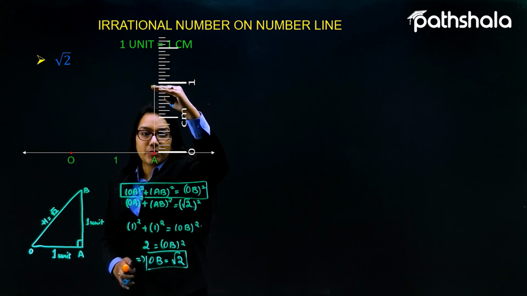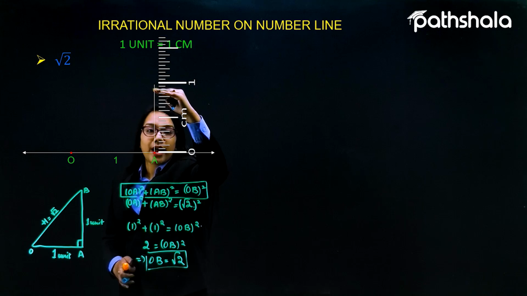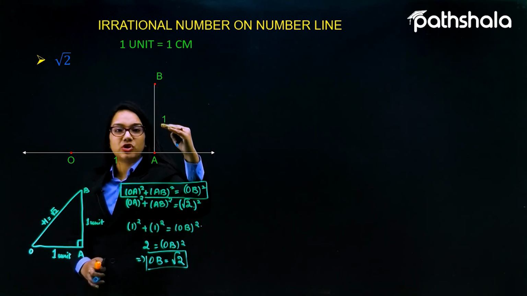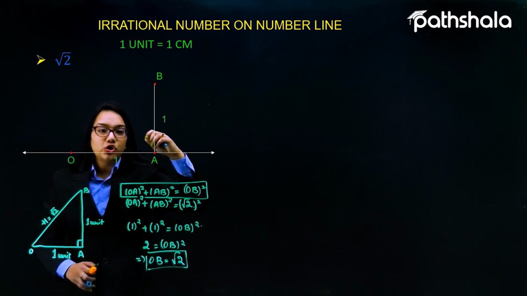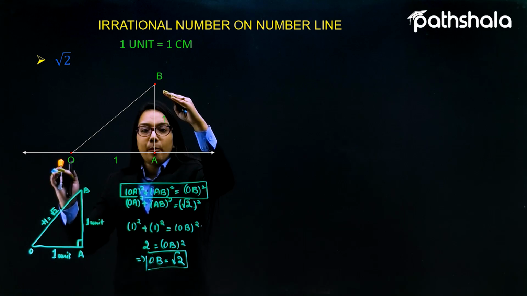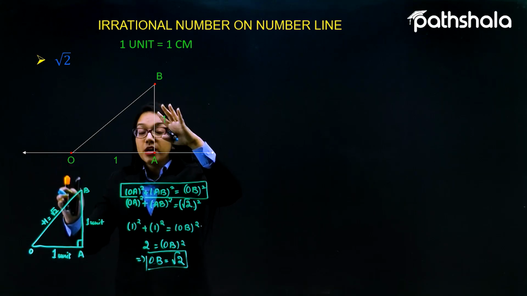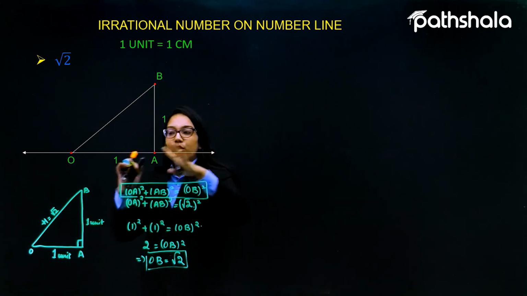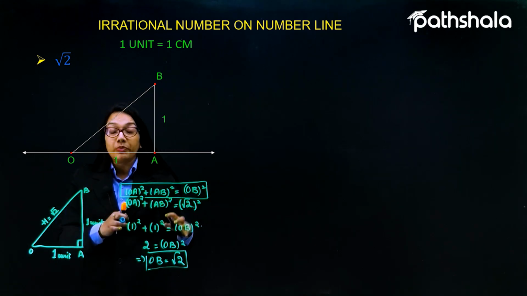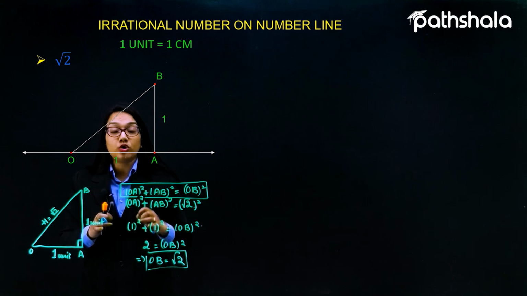This point is B because we just wanted to take AB as nothing but 1 unit again. So let us suppose I'm taking this as point B, which is again 1. So this is 1, this is 1. Let us suppose we are joining OB. So obviously using the Pythagoras theorem, we do know that OB is nothing but root 2.